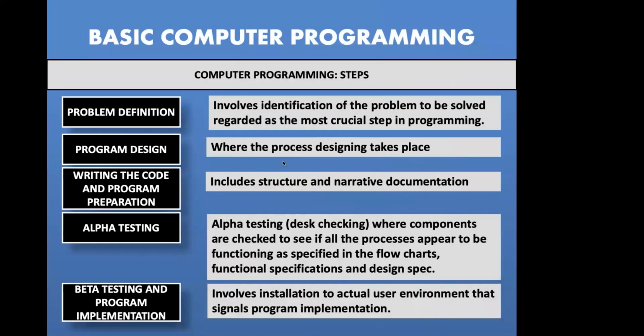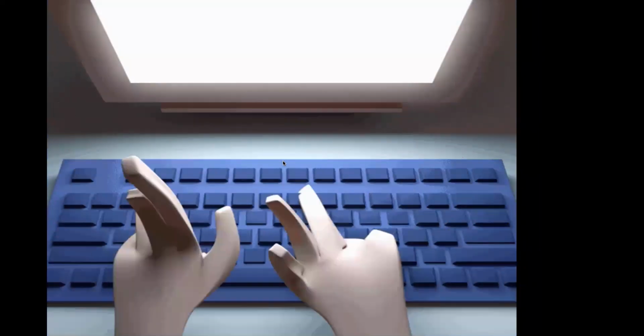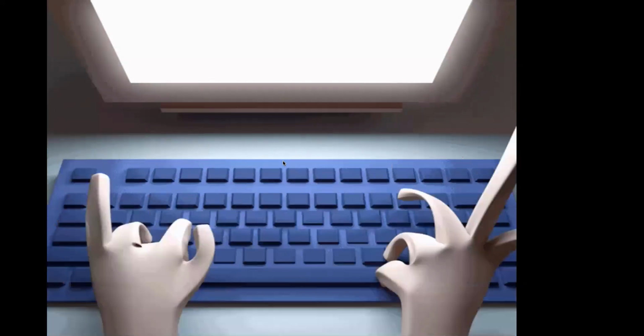This shows the computer programming steps. First involves identification of the problem, then program design where designing takes place, then writing the code and program preparation. Alpha testing then commences where components are checked to see if all processes appear to be functioning, then the beta testing which involves the installation to actual user environment that signals program implementation. Ready to do some programming? Thank you and good day.